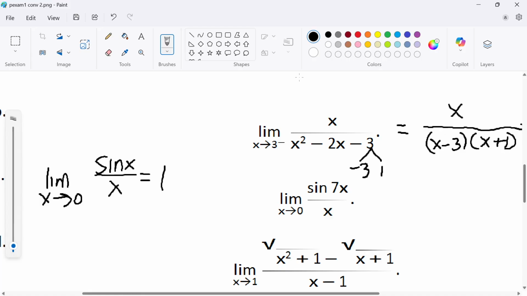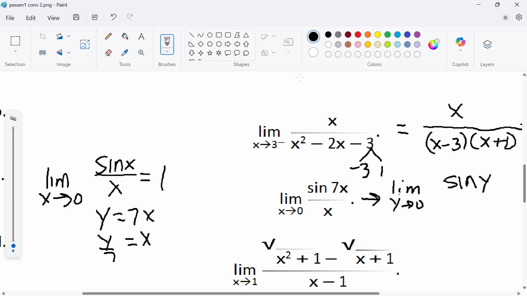Well, this isn't sine x. This is sine 7x. How am I going to fix that? Well, I can come up with another letter. Y equals 7x. And if y equals 7x, x equals y over 7. So I can rewrite this as the limit as y approaches 0 of sine y, because 7x is y, divided by y over 7. You could have used t or a or b, whatever letter you want.